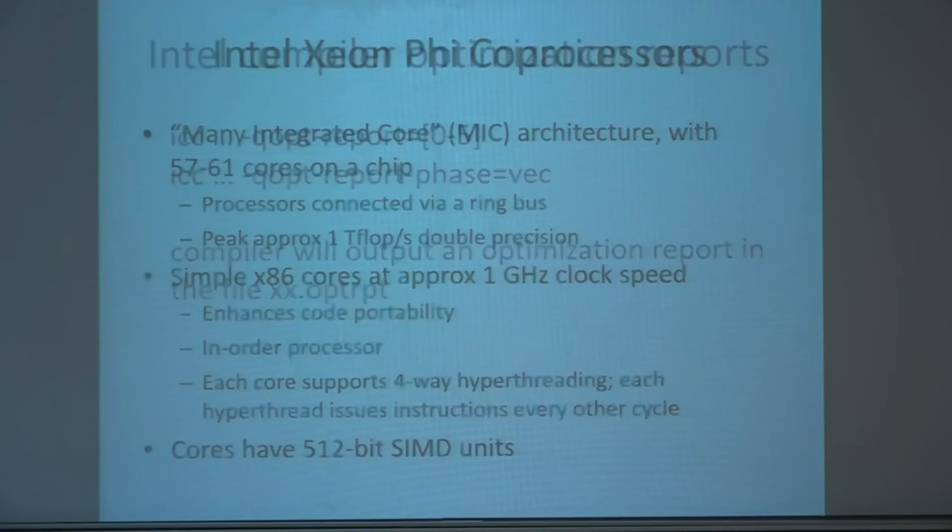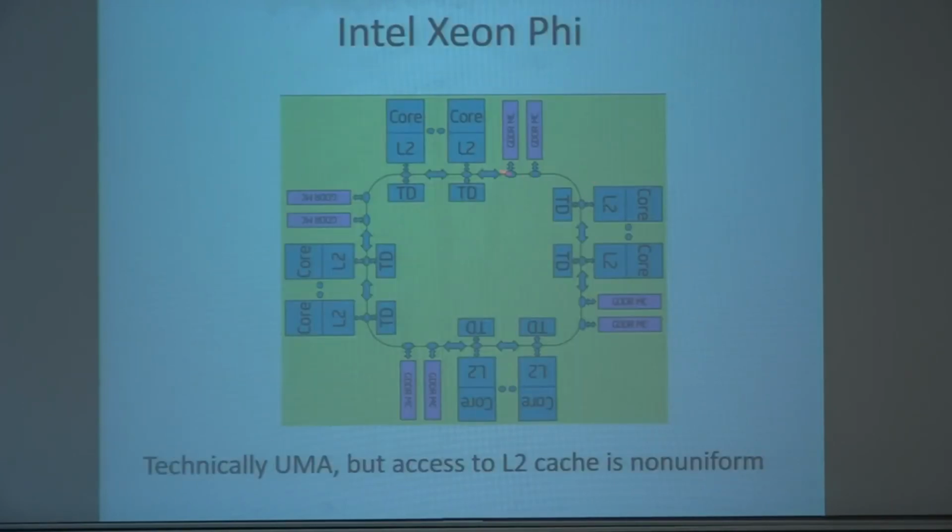So let's take a look at this picture again. Here's the ring bus. There's multiple cores on the ring bus. This picture only has 8 cores, but in reality there's about 60 of them. And each core, when it's trying to access memory, will go through its L1 cache, then its L2 cache. The L2 cache is distributed, and there are tag directories that tell cores where data resides in L2 cache.